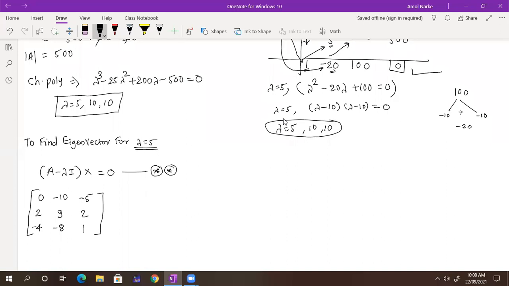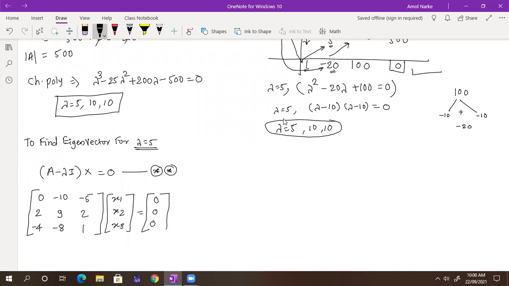My X is nothing but my eigenvector. So I just write down here x1, x2, x3. If you have a 3 by 3 matrix, you have 3 components of the vector. If you have 2 by 2, there is x1, x2 only. And this is the null matrix.